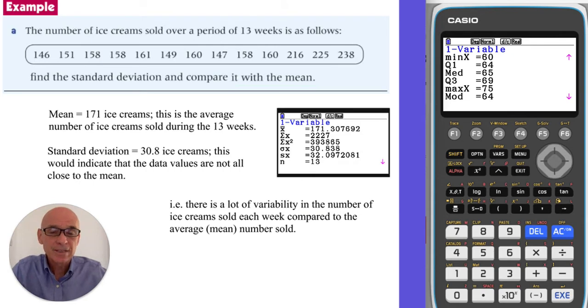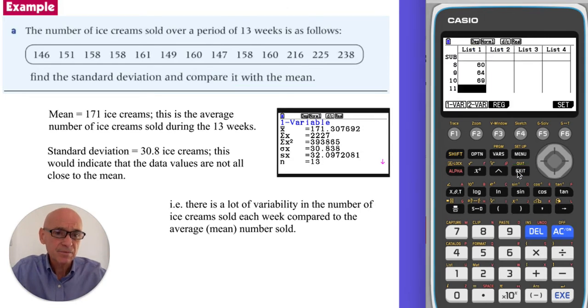So we have 3 similar examples coming up now. In the first example, we're given raw data here, and we're asked to find the standard deviation and to compare it with the mean. So again, we're going to use the calculator to do those calculations. So calculator, exit, and exit again, and then tab right, F4, F1 to delete the list, and put in the new list.